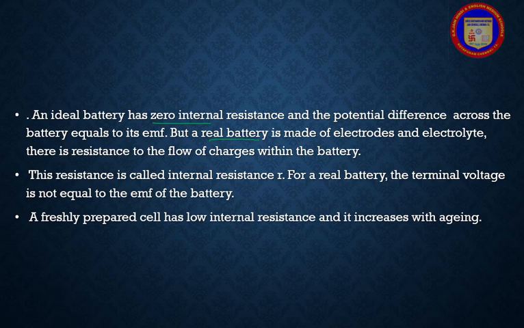But a real battery is made up of electrodes and electrolytes. There is resistance to the flow of charges within the battery. This resistance is called internal resistance r. For a real battery, the terminal voltage is not equal to the EMF of the battery. A freshly prepared cell has zero internal resistance and it increases with aging.